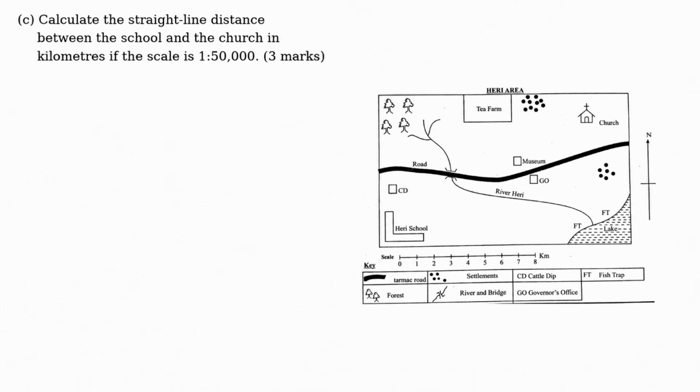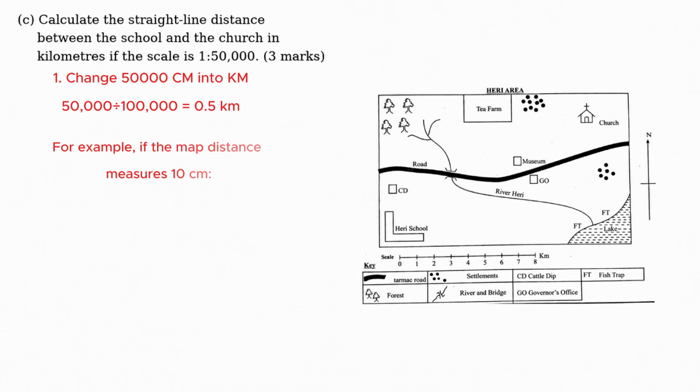One, you should change the 50,000 centimeters into kilometers. Divide by 100,000. When you divide 50,000 by 100,000, that is 0.5 kilometers. So the approximate map distance, let's assume it is 10 centimeters. If you measure and find 10 centimeters, for example, you are going to take that 10 and then multiply by 0.5.